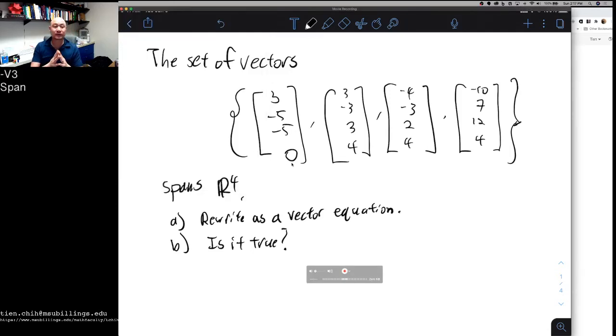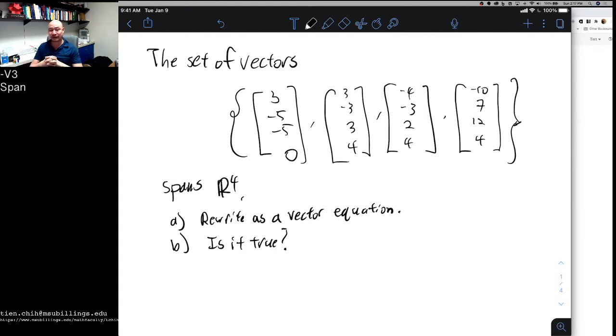Alright, so here we're talking about span, and we have four vectors here in R4, and we want to ask ourselves the question, do these four vectors span R4? In other words, can I take linear combinations of these four vectors and somehow achieve every single possible vector that lives in R4? So we note that, first of all, this is worth checking out because R4 is a four-dimensional space and we have four vectors.